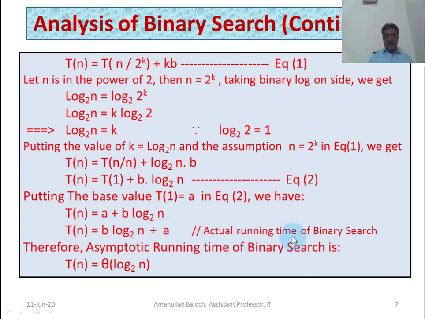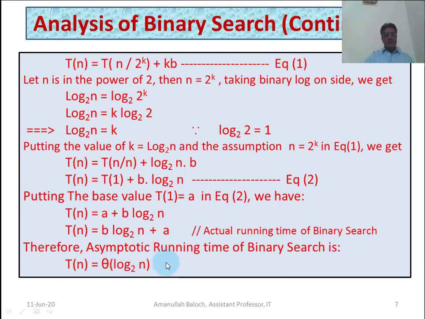This is actually the actual running time of binary search. Therefore, the asymptotic running time of binary search will be found by taking the dominant term, and in this dominant term we leave the coefficient and only take log of n base 2. T of n is equal to theta of log of n base 2. This will be the asymptotic running time of binary search. Here we have used the theta notation.